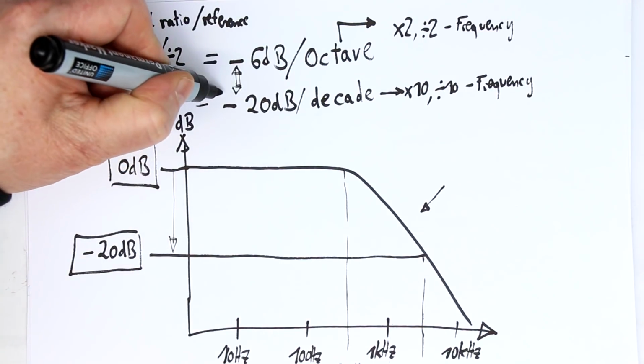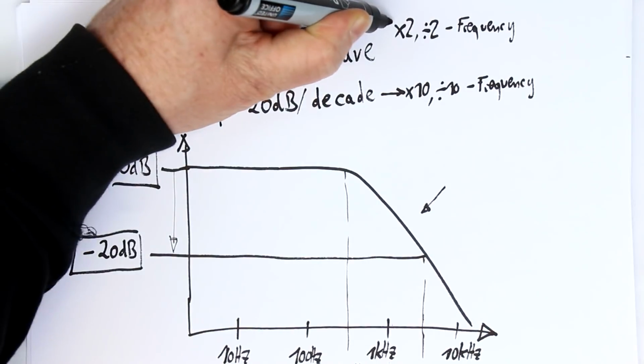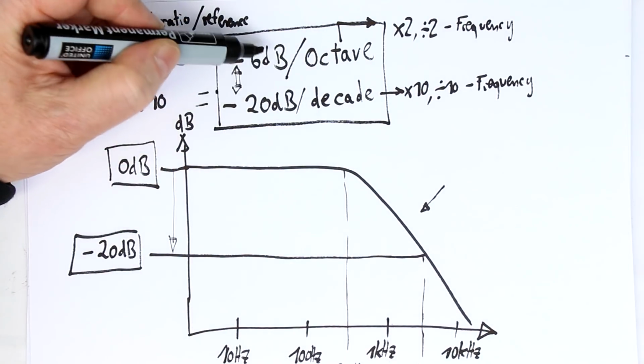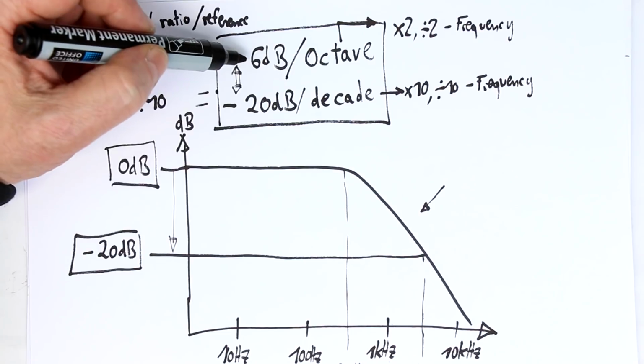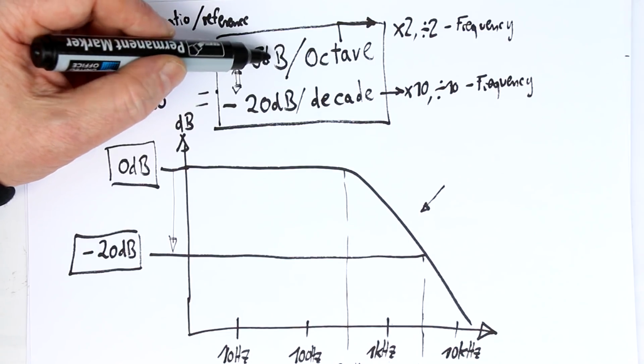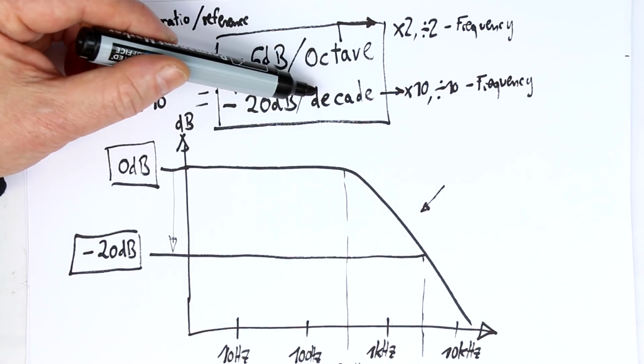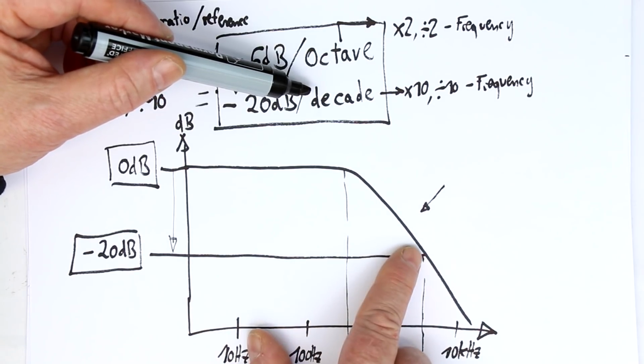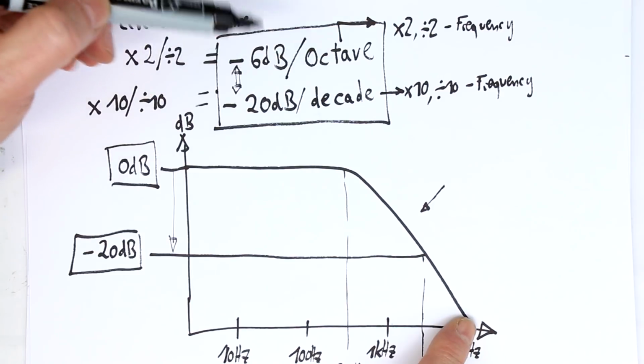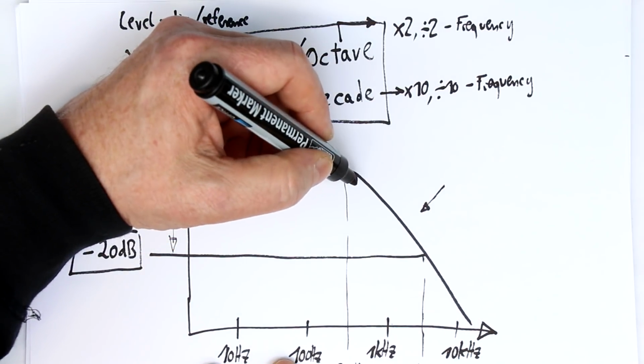And that's why when you ever see one of these values which are identical, minus 6 dB per octave or minus 20 dB per decade, you know you have a linearly falling filter. But don't confuse this.